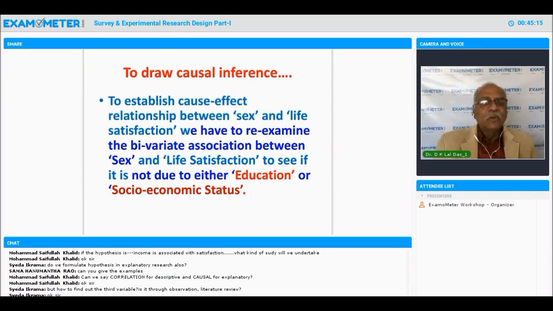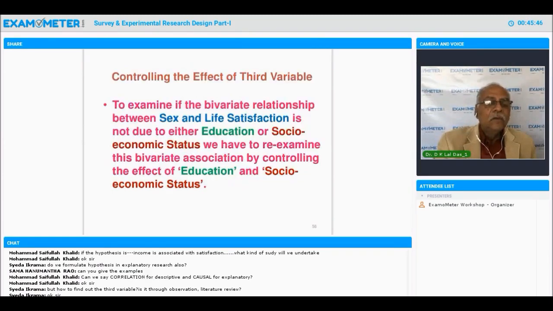The second condition of causality, we are going to examine. Is it clear? Participants, you can let me know. Okay. Now we'll move.